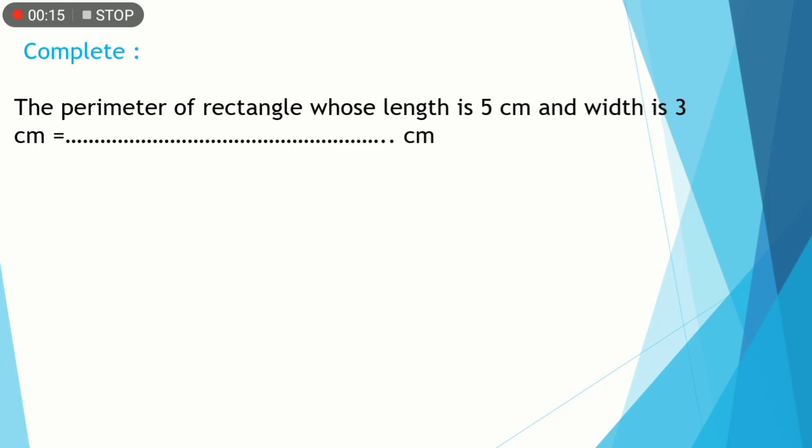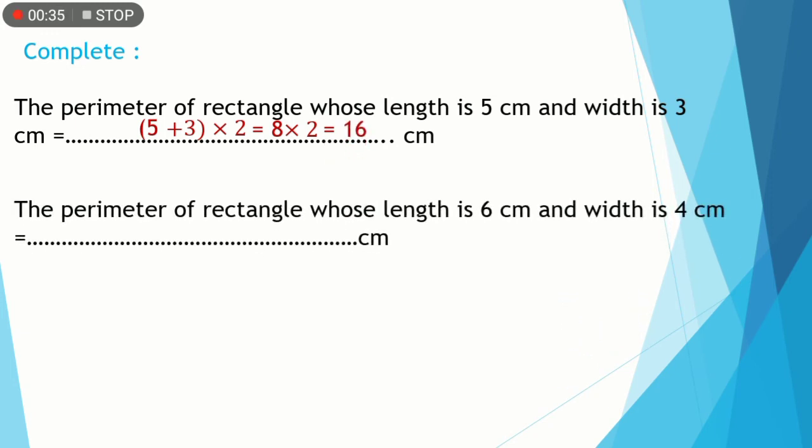How can I get the perimeter of a rectangle? Length plus width all times 2. 5 plus 3 times 2. 5 plus 3 equal 8. 8 times 2 equal 16. The next one.